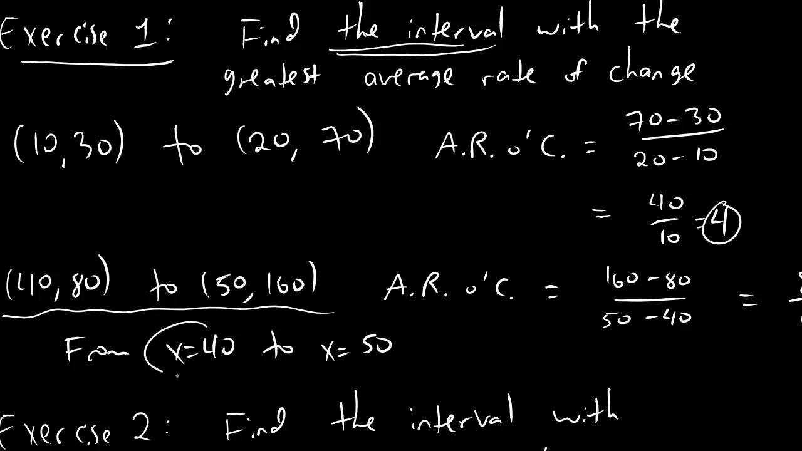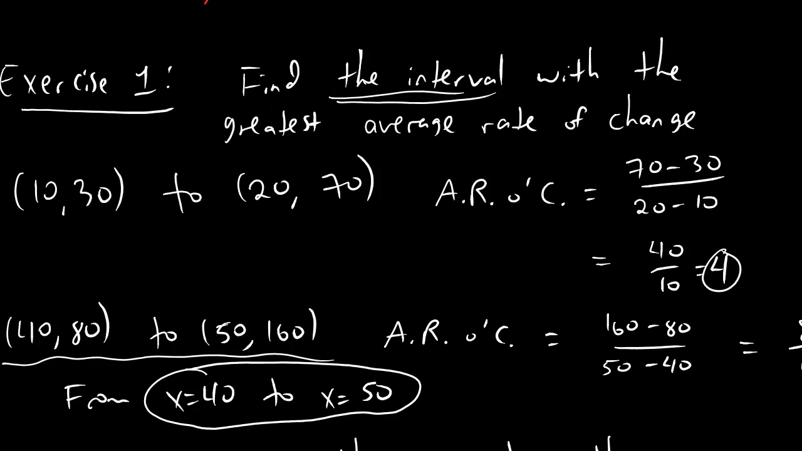When they ask you for the interval, you can write it like this, or you can write it in interval notation, but basically all they want is just the x values. So for exercise 1, this is the answer we're looking for, x equals 40 to x equals 50.